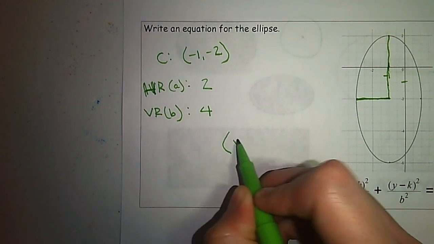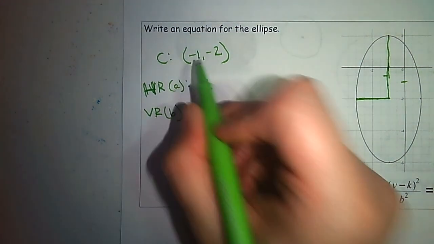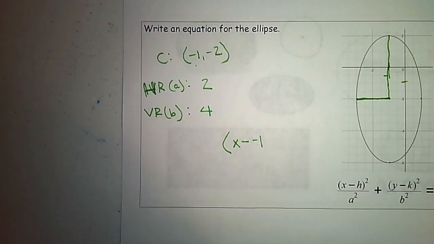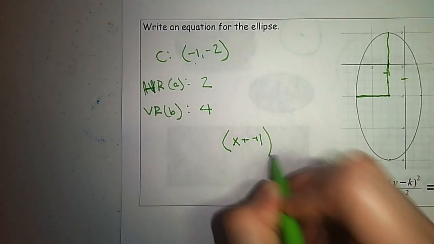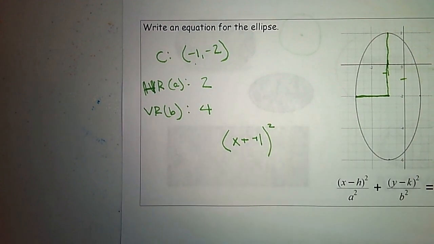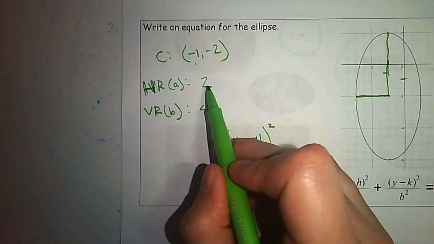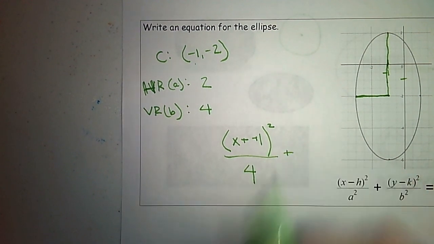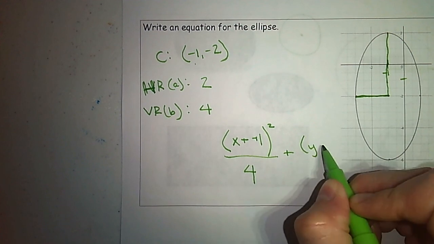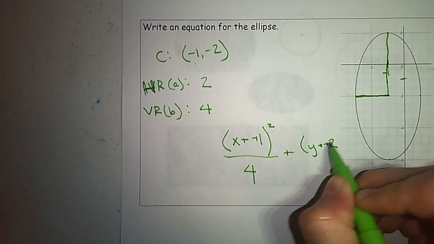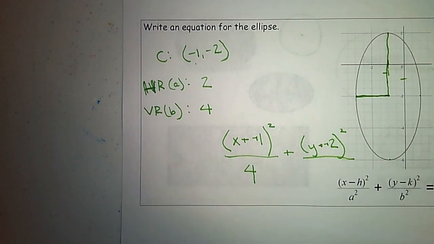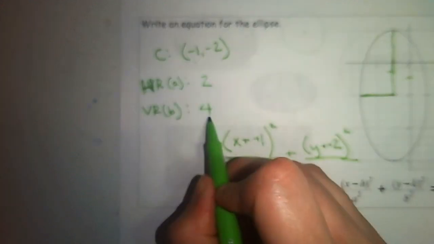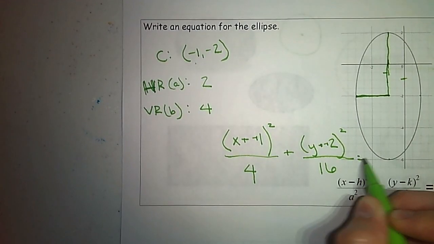So we have x minus our h value. So minus negative 1, that's going to give me a positive, all over a squared. So 2 squared is going to give me 4. And then we have y minus our k value, again is going to give me a positive, over b squared. 4 squared is going to give me 16. And that has to equal 1.